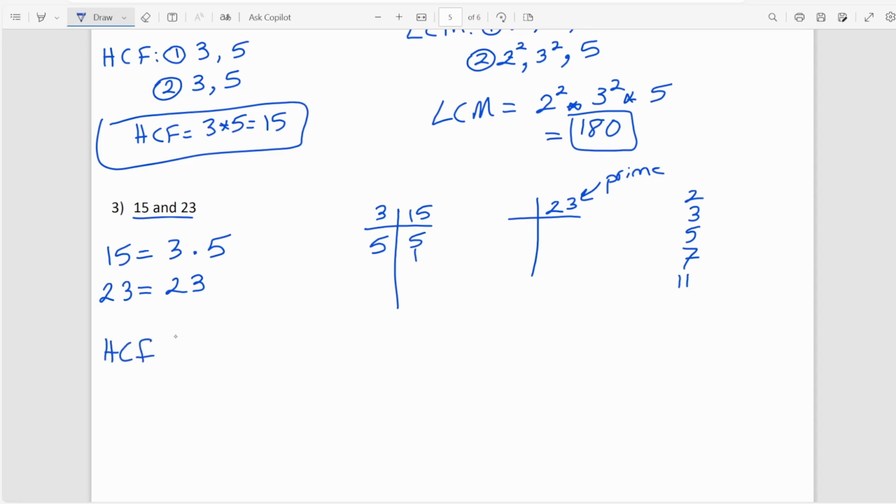Now, HCF requires us to select the common. There is no common, is there? Because this is 23, this is 3, this is 5. So what is the HCF? It's just 1, because the 1 is the only common factor between all numbers, okay?